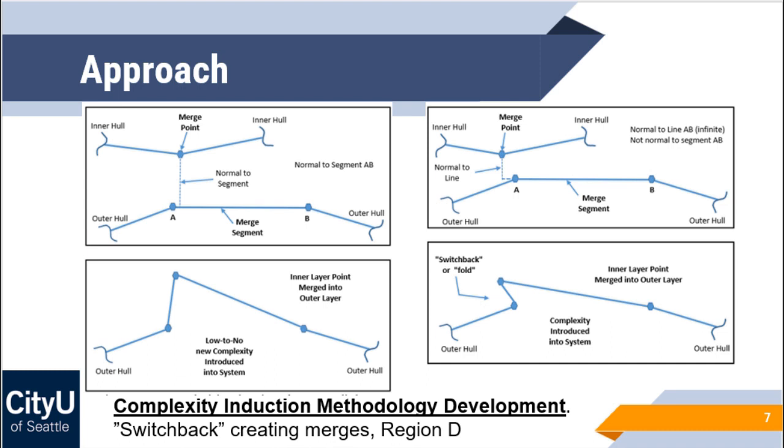When a merge point candidate normal projection onto the AB line lies on a point outside of segment AB, then appreciably more complexity is introduced into the system, and a switchback or fold is created. The amount of complexity introduced into the system can be related to the severity or the angle of the switchback or fold.